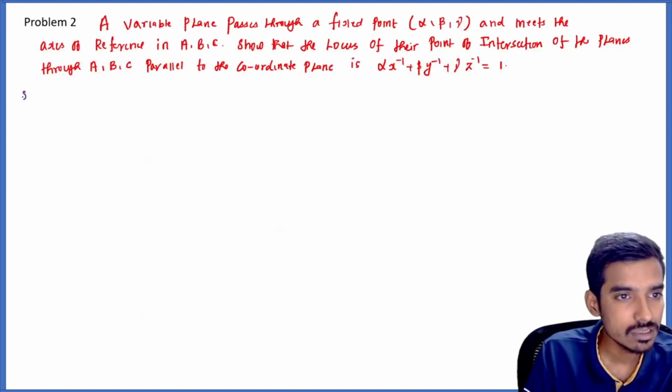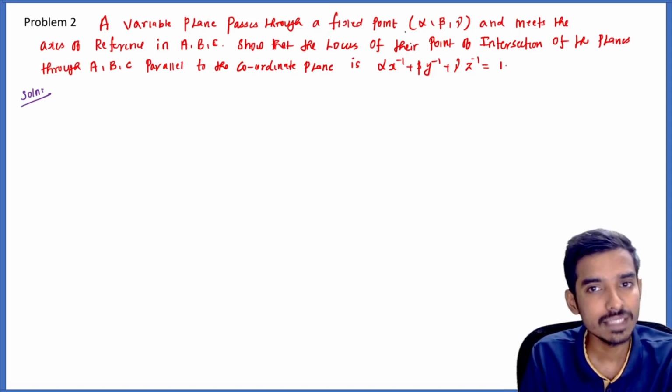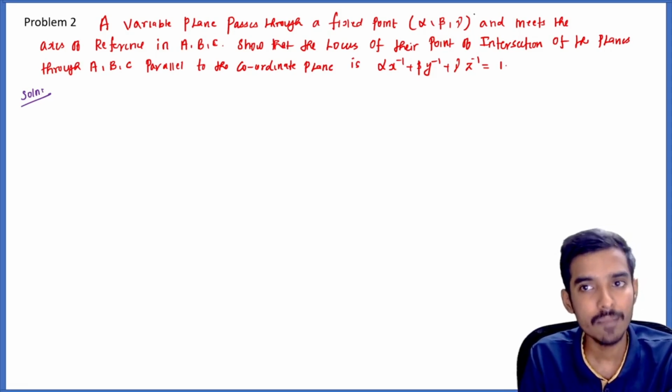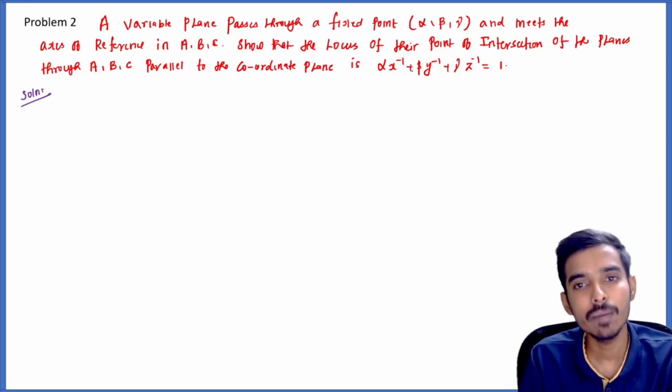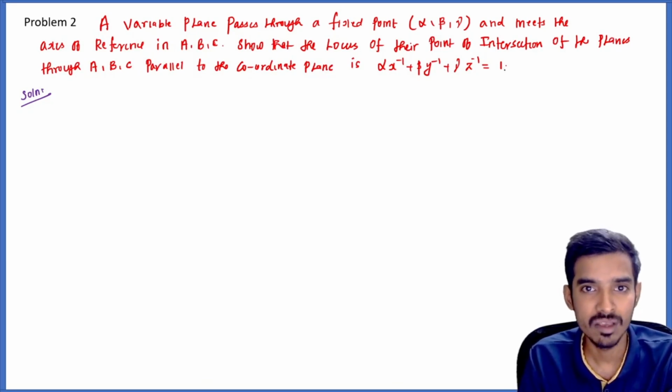I'll move on to the second problem. So again it is similar to the first problem. There is only one minor change, right? A variable plane passes through a fixed point alpha comma beta comma gamma and meets the axis of reference in ABC. Show that the locus of the point of intersection of the plane through ABC parallel to the coordinate plane is alpha x power minus 1 plus beta y power minus 1 plus gamma z power minus 1 is 1.